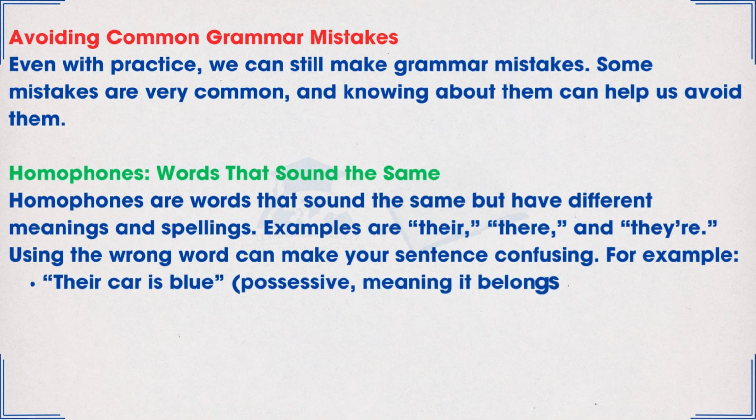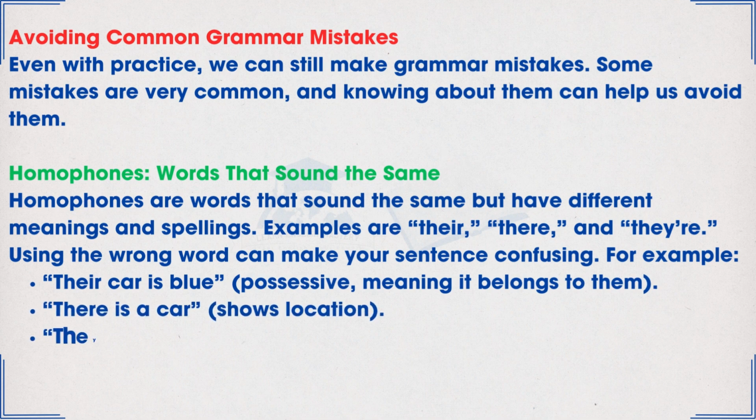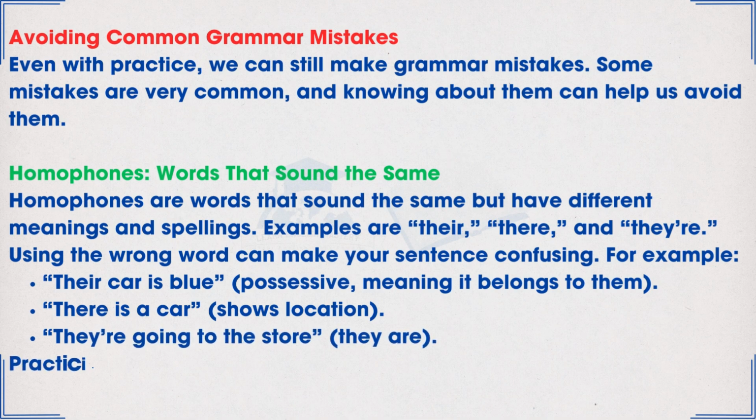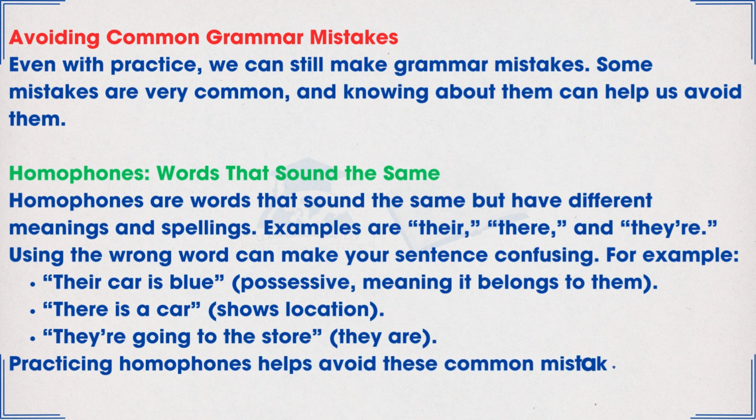For example, their car is blue, possessive, meaning it belongs to them. There is a car, shows location. They're going to the store, they are. Practicing homophones helps avoid these common mistakes.